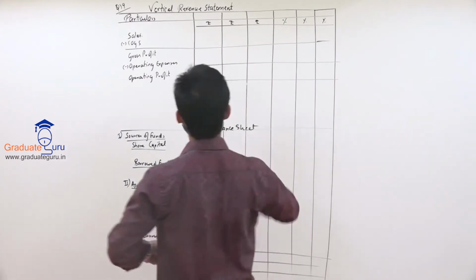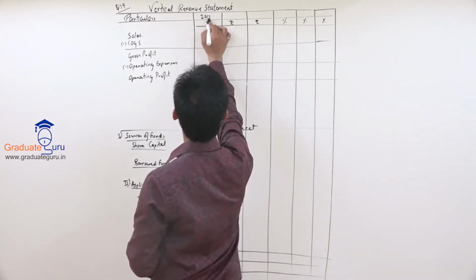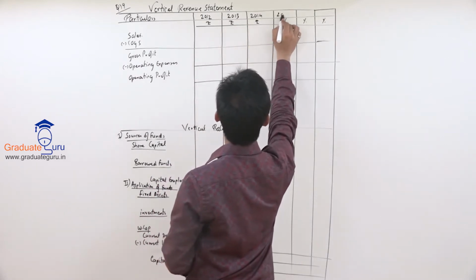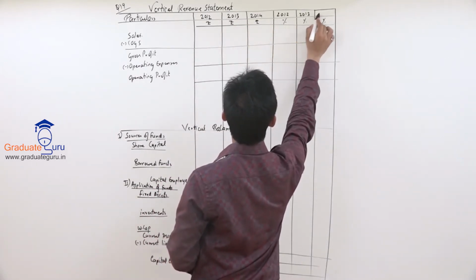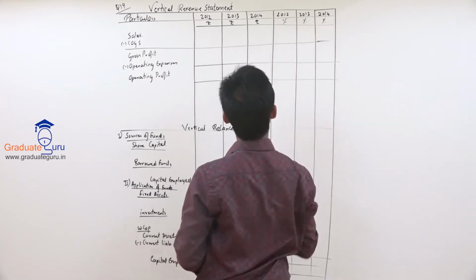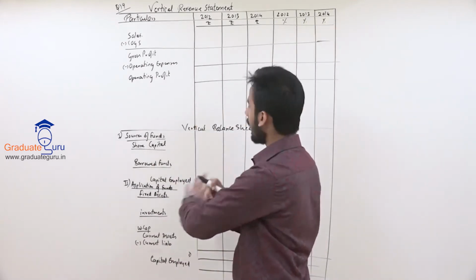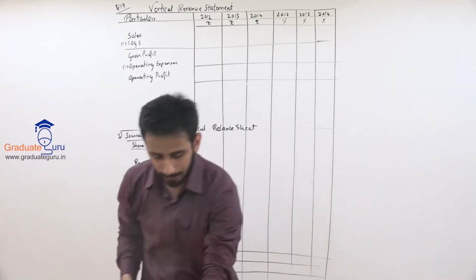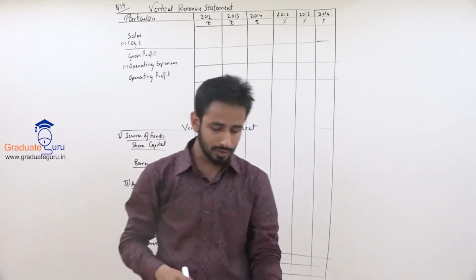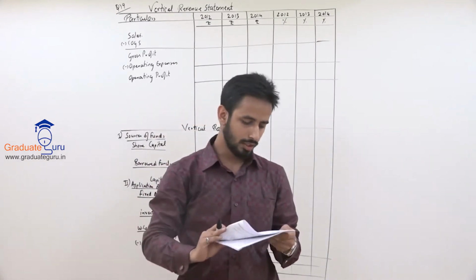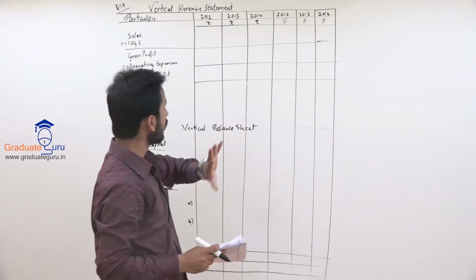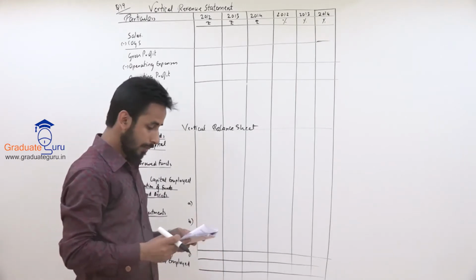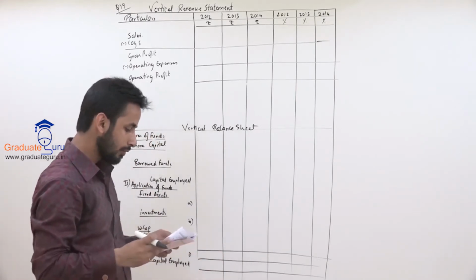So year is 12, 13, 14, 12, 13 and 14. Year, rupees and percentage. Right? Shall we start? Chalo. The first one they have said is fixed asset, income statement. I'll prepare the income statement first every time. Then I will be going with the balance sheet, vertical balance sheet. The very first one is the balance sheet coming first.